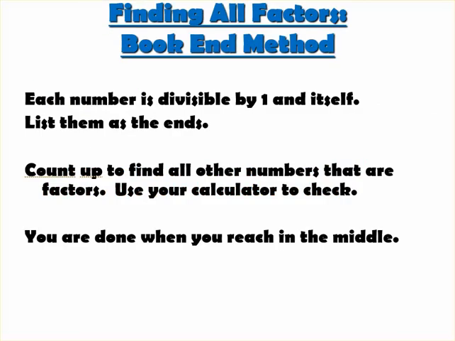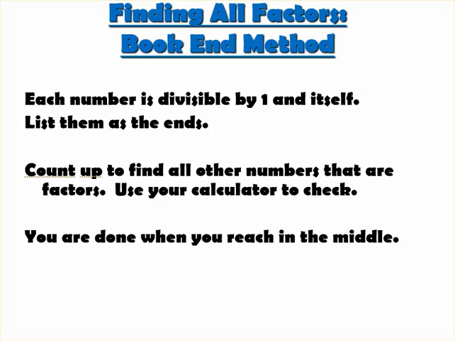We're going to show you how to find all the factors of a number using something often referred to as the bookend method. So how we start is knowing that each number is divisible by 1 and itself. We're going to make a list of numbers, and we're going to put 1 and that number as the beginning and the end. And then we're just going to work up through all the other numbers, and we're going to try, either in our mind or using the calculator, to ask ourselves, does this number divide into it?